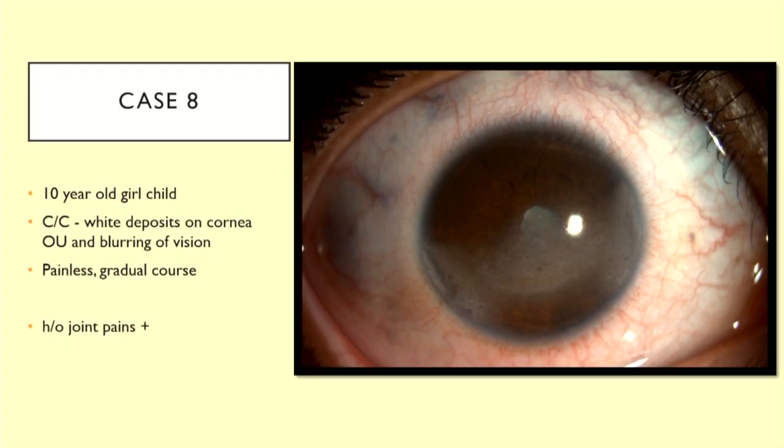So this is the last case. I think it's a giveaway. A 10-year-old girl child, white deposits on the cornea and complaints of gradual loss of vision. She has a history of joint pain. So what are we seeing in this photograph? So this is band-shaped keratopathy.